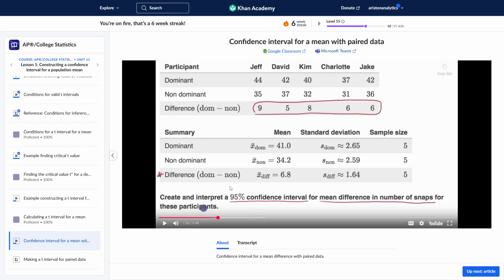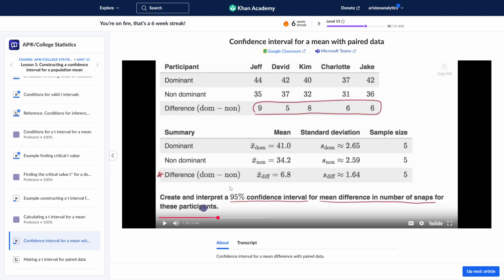So we created a new distribution by getting the difference, and then we have a mean and standard deviation and sample size. Since we have the sample standard deviation, we have the mean, and our sample size is less than 30, we would use a t confidence interval just like we have been, but that's the reasoning behind it.